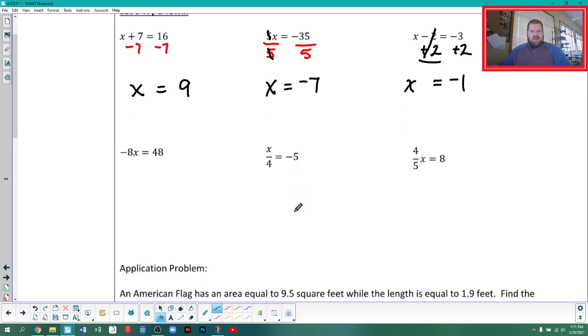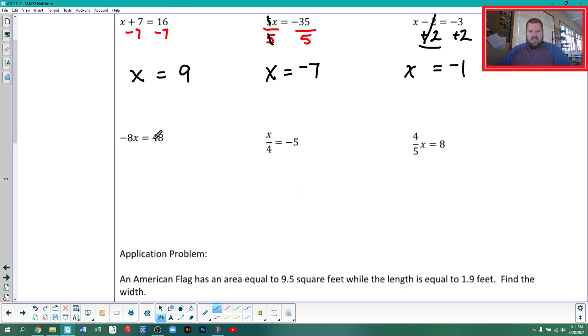In the next one here, I have -8x is equal to 48. Again, that -8's really attached to that x, so I have to divide it off of there. You have to divide that -8 off of there. And -8 divided by -8 is 1. You would say that it's 1x, but 1 times x is just the same as x, so we don't have to say that 1. And then that just equals 48 divided by -8, which is -6.